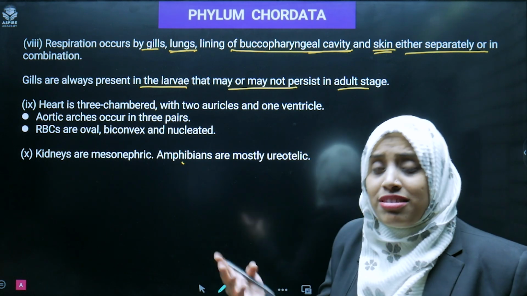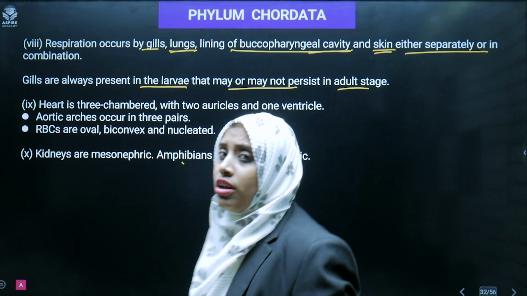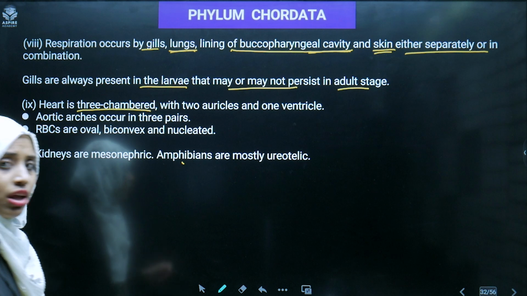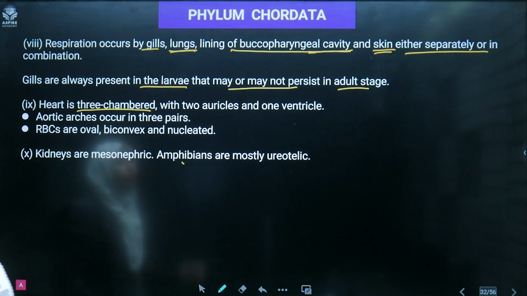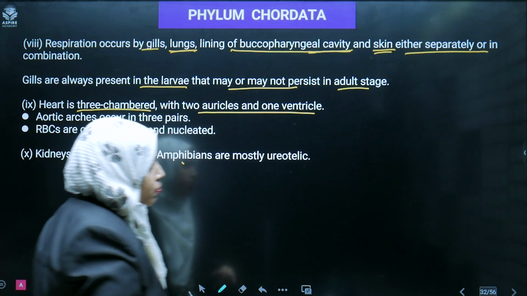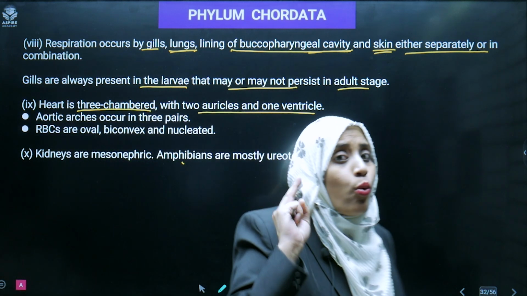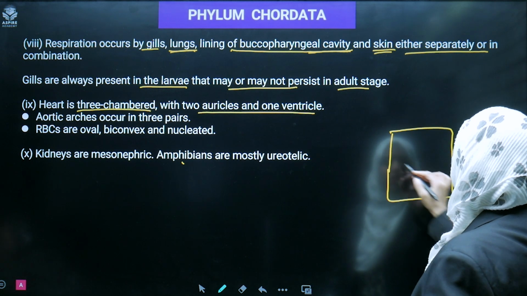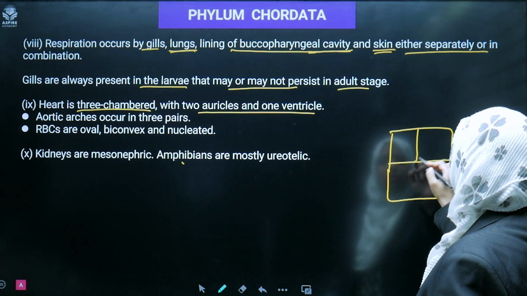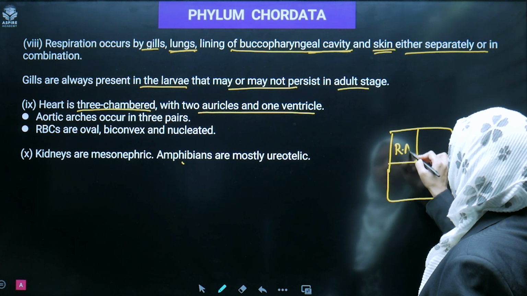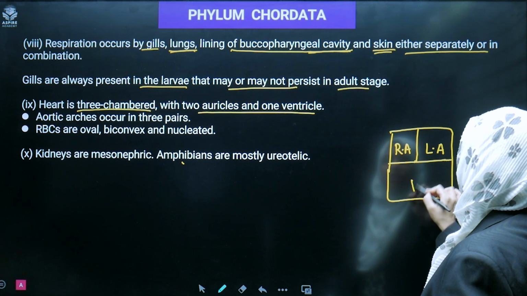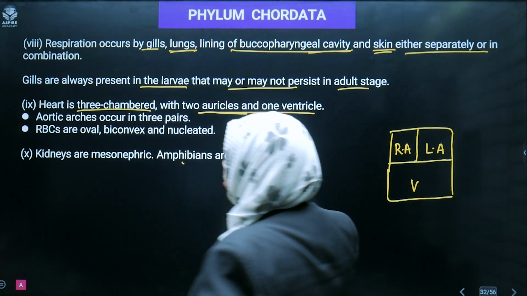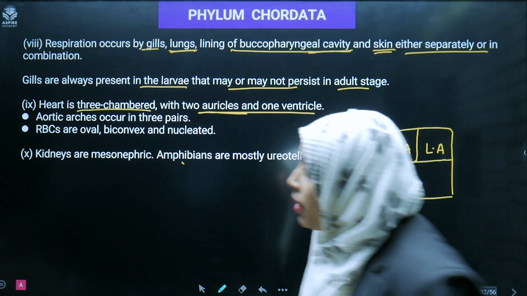Okay. Heart कैसा होता है? Amphibians का heart कैसा होता है? So they have 3 chambered heart. ठीक है, heart कैसा है? 3 chamber का है, with 2 auricle and 1 ventricle. Okay, so we can see like this. Okay, this is right auricle, left auricle, and this is ventricle. So heart is 3 chambered, 2 auricle, 1 ventricle. Aortic arches occur in pairs.